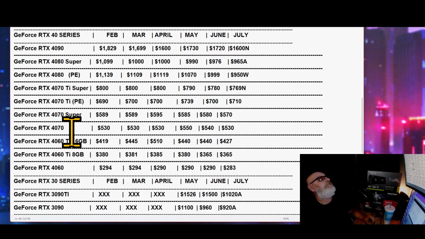So, the 4070 Ti. Remember, the 4080 and the 4070 Ti were stopped in production, so they're not producing that anymore. Whatever's on the market is it. And that's all you'll be able to get your hands on. So the 4070 Ti is $690 in February, $700 in March, $700 in April, $739 in May, $700 in June, and $710 in July.